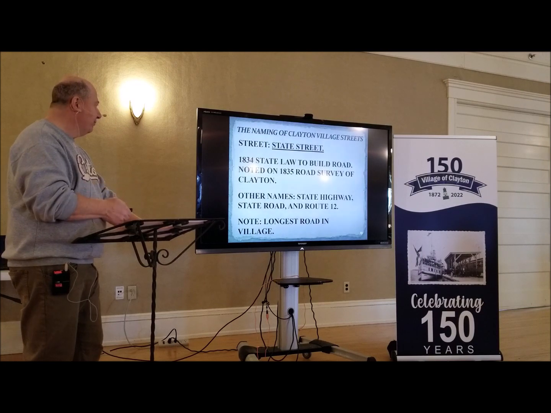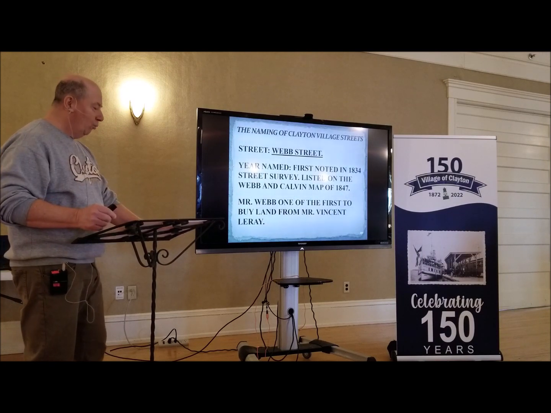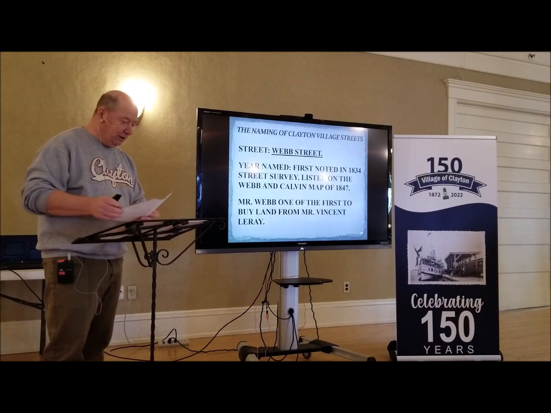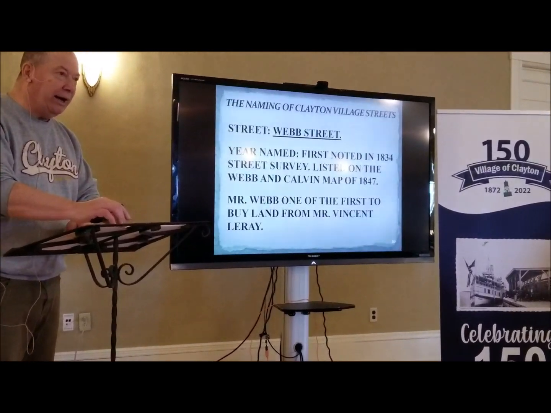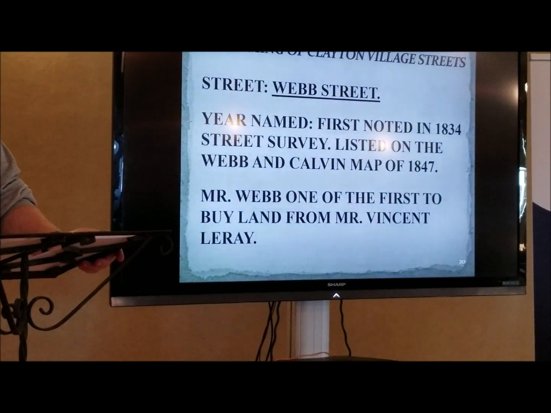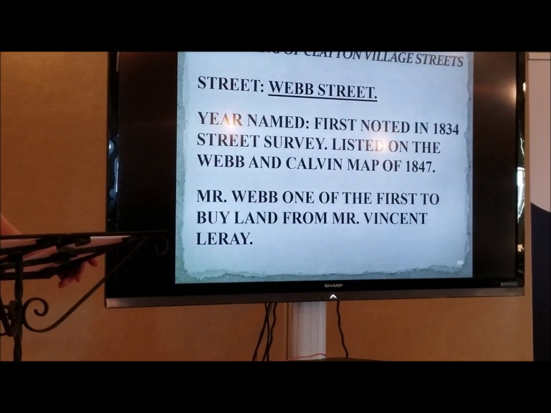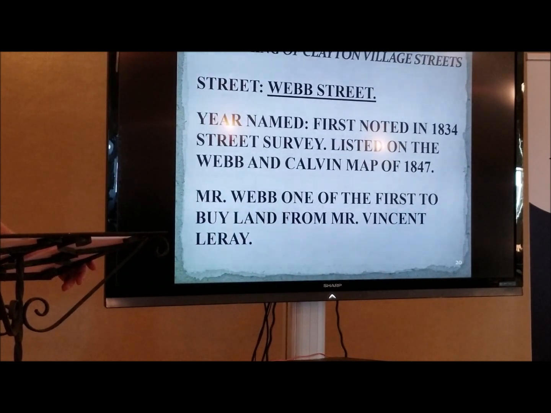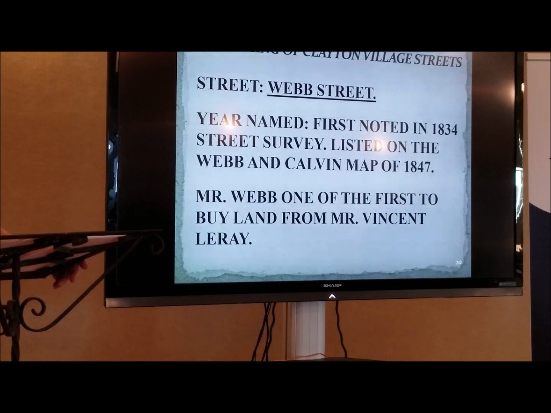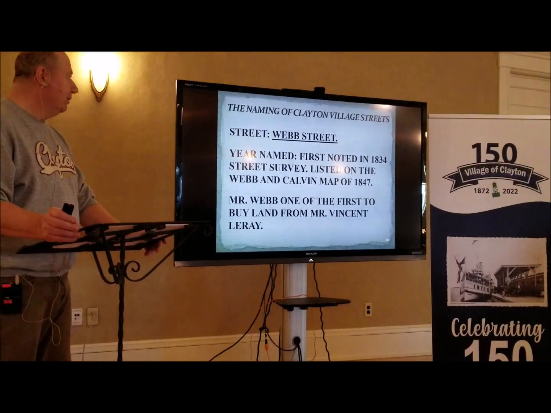State Street. Webb Street. Now this is one of the ones when, if you think back to the 1847 map, it was called the Webb and Calvin Purchase. All right, it's on this side of Clayton. First noted in an 1834 street survey, listed on the Webb and Calvin map of 1847.